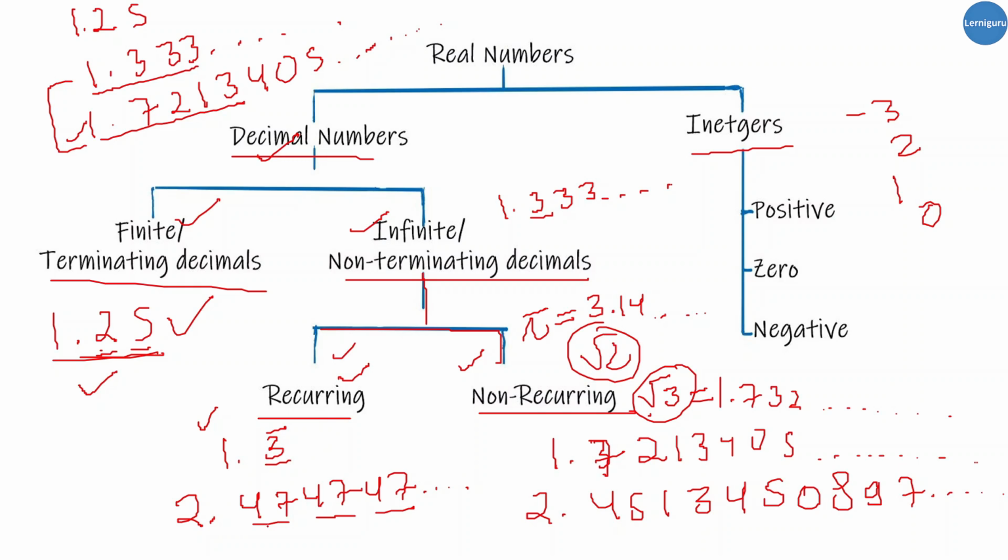Recurring are where there is a pattern. Now let's see the integer part. In integers there are positive integers like 1, 2, 3, 4, 5, and 0. You all know 0 is neither positive nor negative. So 0 is a different number, it's not positive, it's not negative. So this is a broad classification of your real numbers.